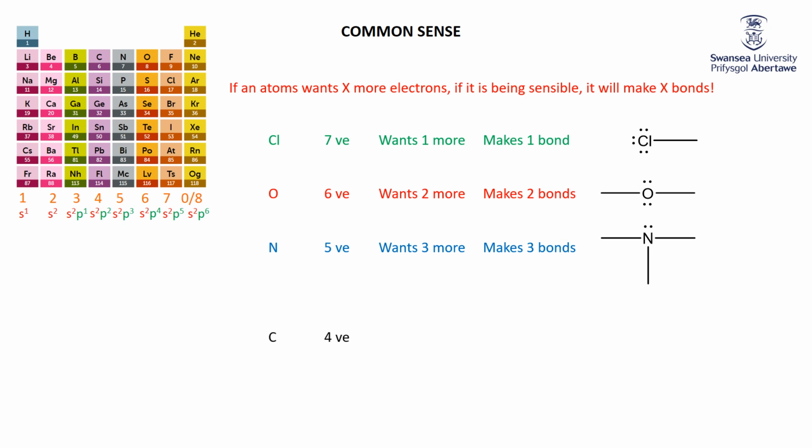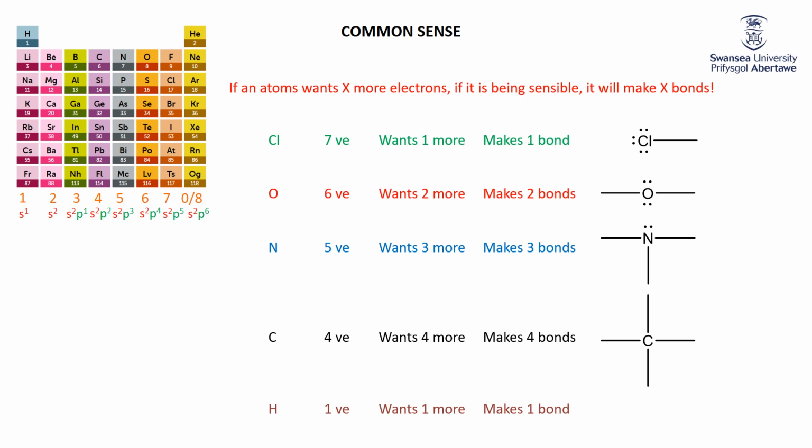Carbon atom has 4 valence electrons, wants 4 more, so it will make 4 bonds. When you get into organic chemistry, if you ever draw a carbon atom that has more than 4 bonds, my colleagues will get very cross with you. Carbon atom will make 4 bonds and has no lone pairs when it's been sensible. And of course hydrogen has 1 electron, wants 1 more according to the duet rule, thus makes 1 bond, and we just saw that in our water as well.